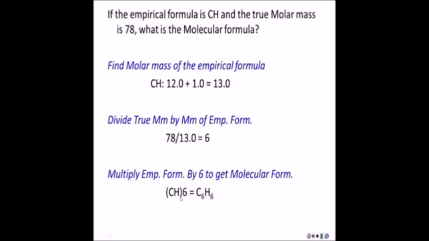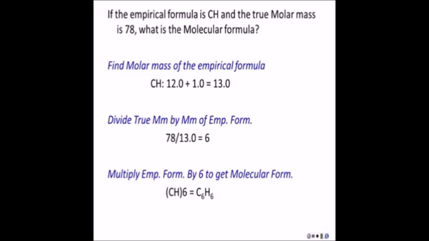Now should I leave it like this? No, I really want to distribute that 6 across the formula. So C6H6 then is the molecular formula. So after people found out a way to get these molecular masses, these true molar masses, then they could come up with the true formulas. Now what about after that point?